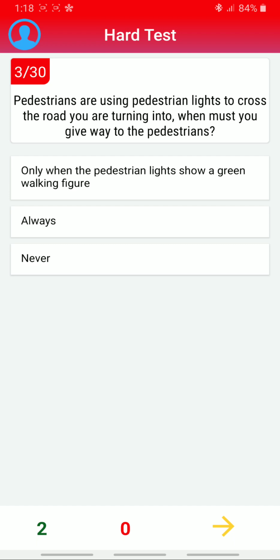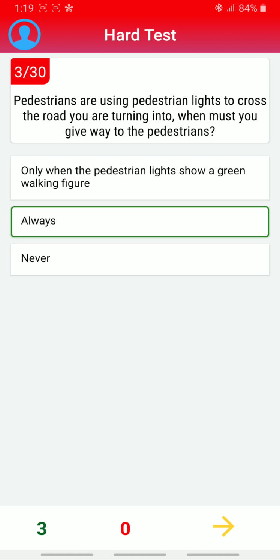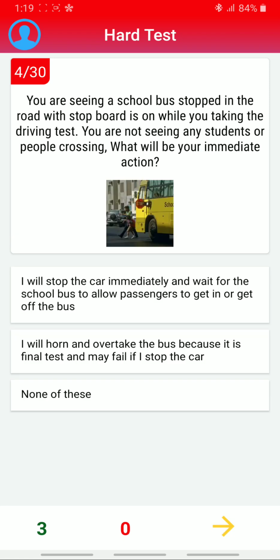You need to give way to the pedestrian. Always keep in mind that whether it's a green light or a red light, you need to give way to the pedestrian. Of course, on a red light, you need to stop. But if your light is still green and the pedestrian wants to move, and their light is red, you need to give way to them. Keep in mind that. So always we need to give way. The second option is correct.